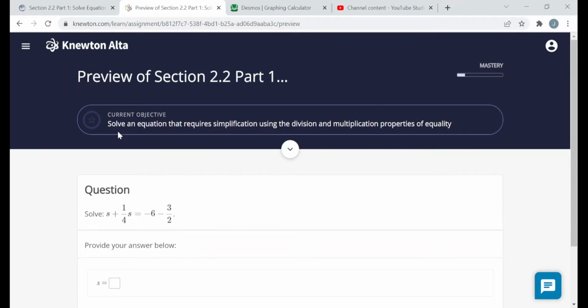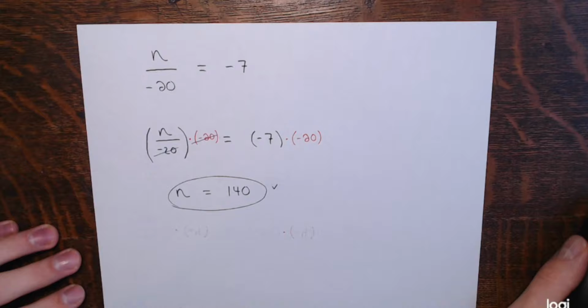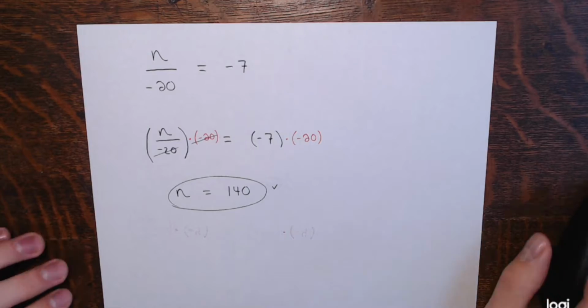Now we've switched objectives. Solve an equation that requires simplification using the division and multiplication properties of equality. Alright, so I'm going to go over this example here in two different ways, and you decide which one you like better. They both give me the same result. This is how to deal with equations that have fractions. So I'll write this equation out.